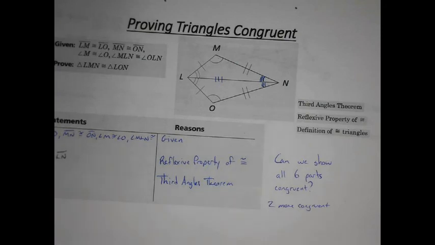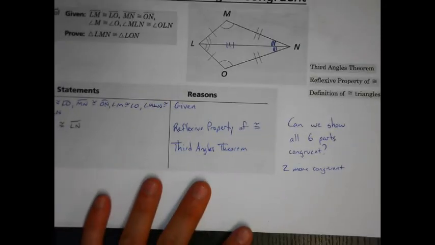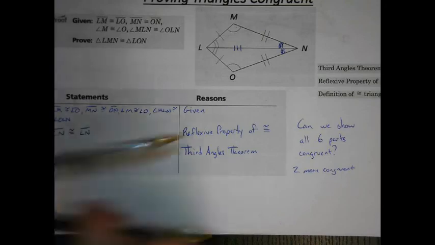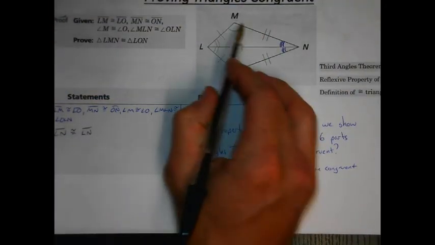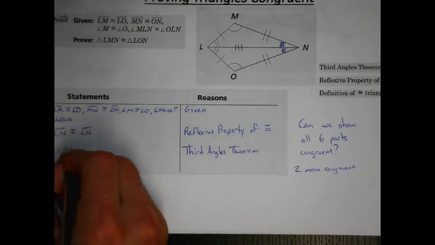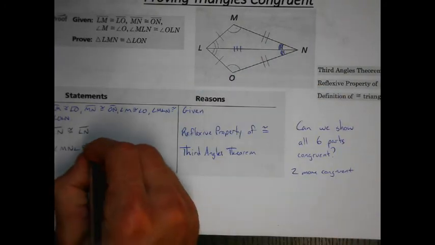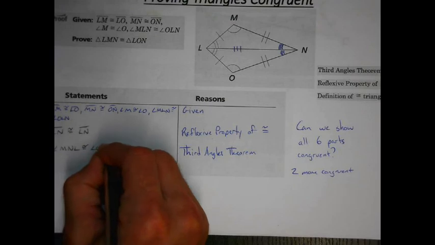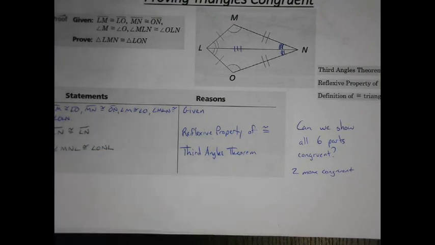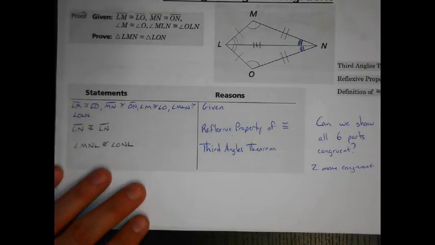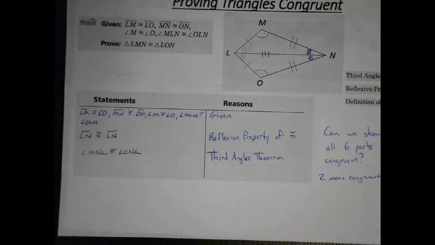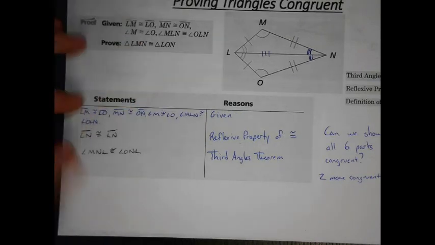Now, what are we going to show with that third angles theorem? We're going to show that angle MNL, okay, is congruent to angle ONL. That's what we're going to show. So if we show those two congruent, we now have our 6th piece. Okay, so that now we have all 6. The sides, the angles, 3 sides, 3 angles. 6 pieces. All of them are congruent now.